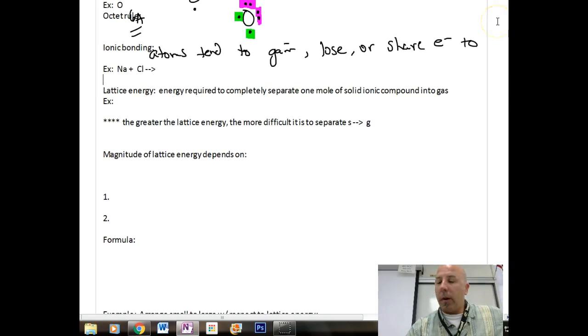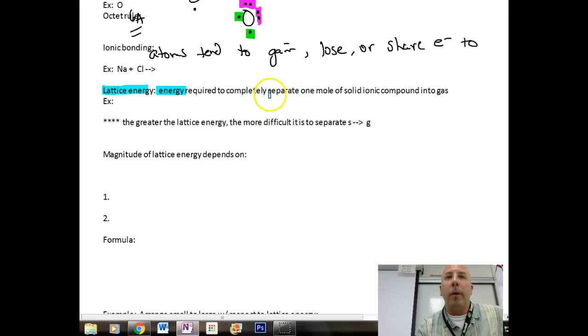Okay, and the next thing we're going to talk about here is lattice energy. We have brought this up before. Lattice energy is the energy required to separate 1 mole of solid ionic compounds into their gaseous state. Essentially we're going from a solid to a gas. So how much energy does it take to go from a solid to a gas?